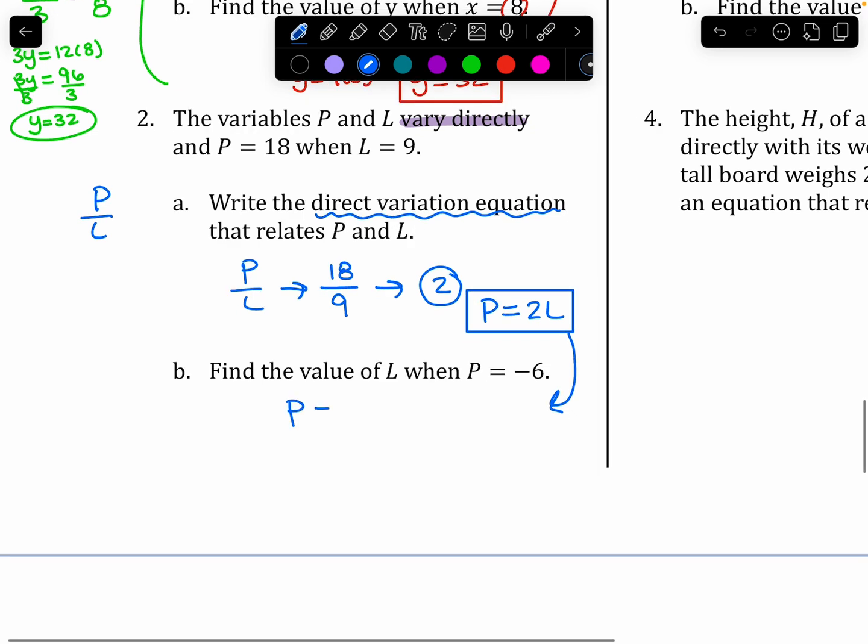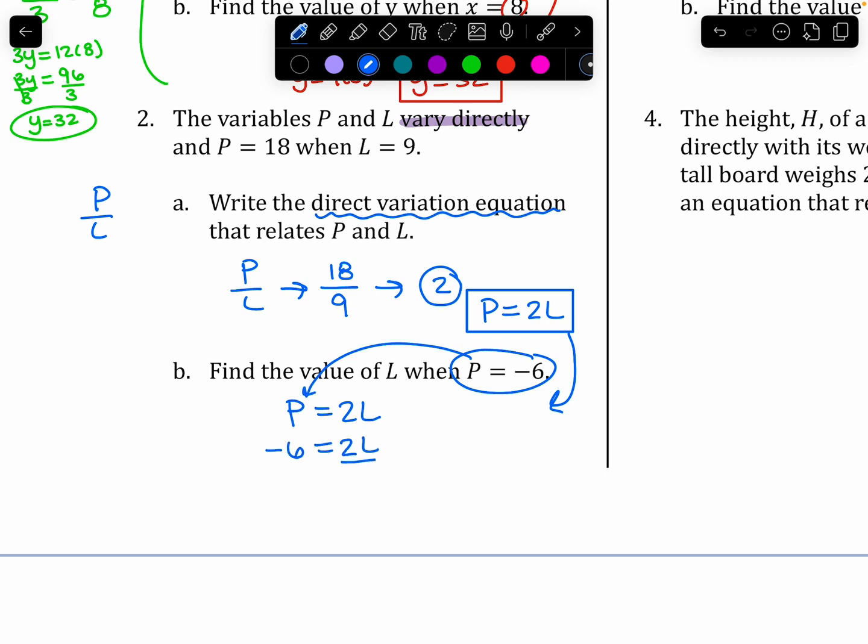And then I'm going to use that to help me with this one right here. It says find the value of L when P is negative 6. So I'm supposed to be using P equals 2L. It tells me that P is negative 6. So I've got to come over here and actually put negative 6 there. Divide both sides by 2. And you get that L is equal to negative 3.